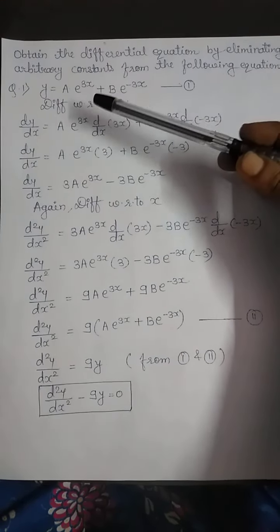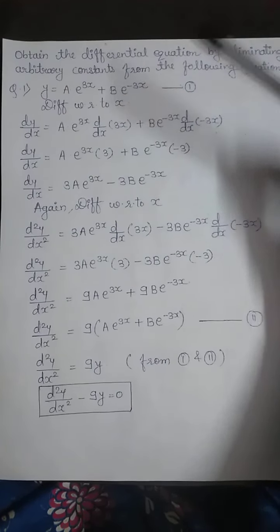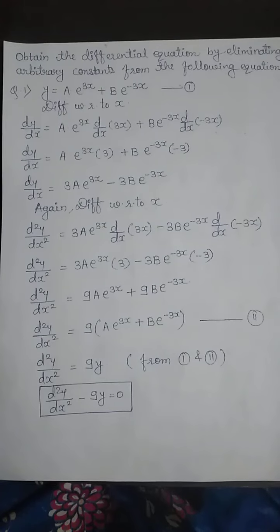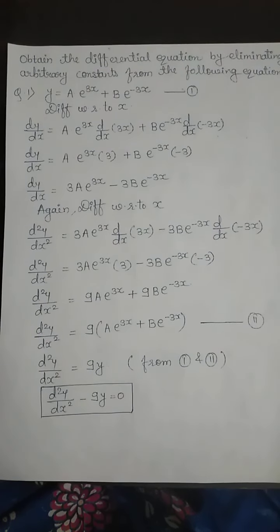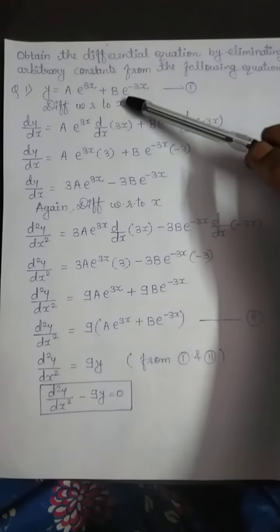So here a and b are the two constants present. That means we can differentiate the given equation two times, not more than that. So differentiating with respect to x.